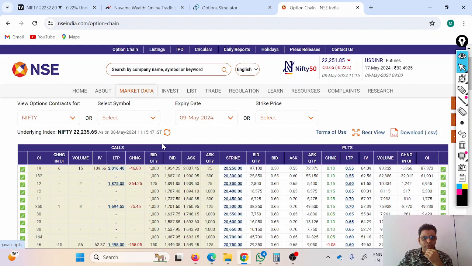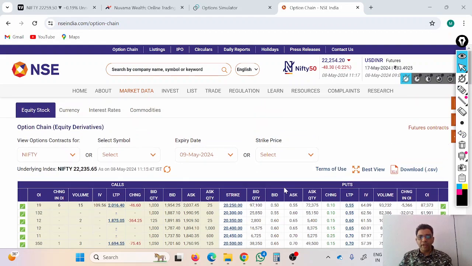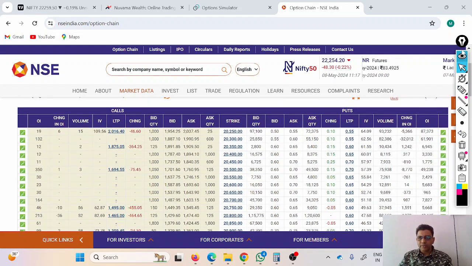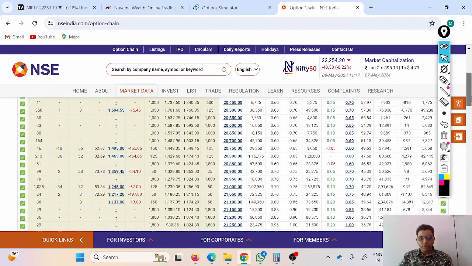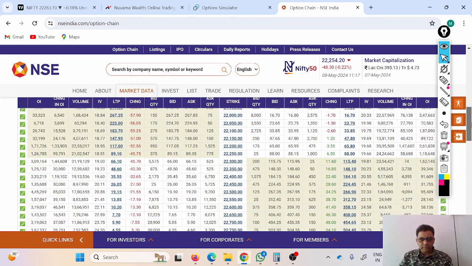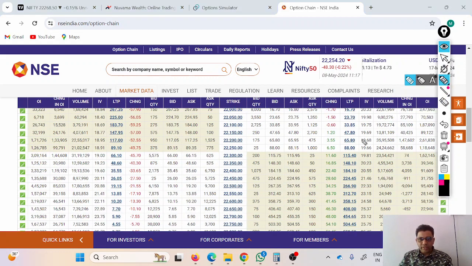Option chain is there in front of me, and if you see here, the Nifty contract selected is 9th of May, that is for tomorrow's expiry, and for the 22,500 call option, if you look here, this is trading at 19 rupees. For tomorrow's expiry, or for weekly expiry, this is trading at 19 rupees.